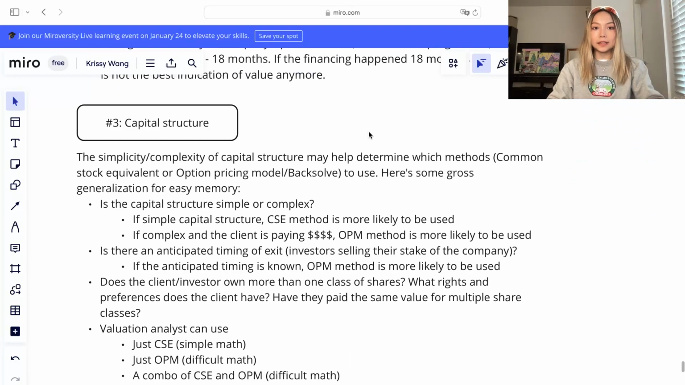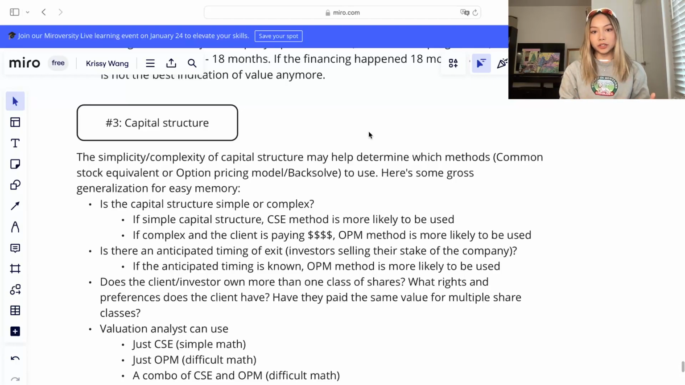Last but not least is the capital structure, right? This is why I spent so much time talking about simple capital structure versus complex capital structure. This sometimes helps determine which methods to use for the RRF approach. Do you use common stock equivalent? Do you use OPM? And here's some very high level gross generalization for easy memory for you to understand.